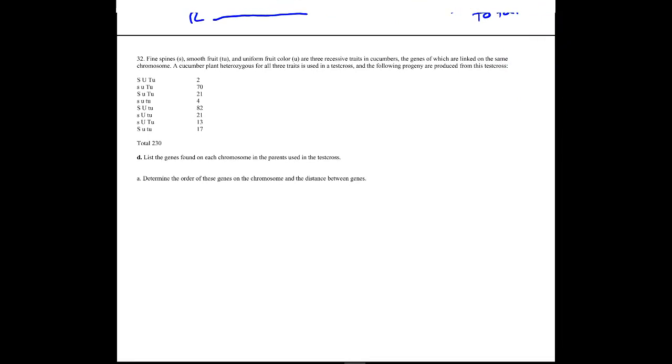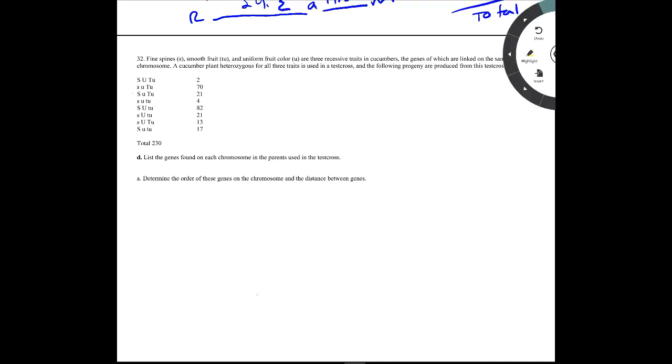Fine spines, smooth fruit. How does TU mean smooth fruit? Doesn't make any sense. Uniform fruit color. There are 3 recessive traits in cucumbers, the genes of which are linked on the same chromosome. A cucumber plant heterozygous for all 3 traits is used in a test cross, and the following progeny are produced from this test cross. Oh, and they're not in order this time, so they're making it tricky. So we want to do the start all over again. All right, let's go fast.